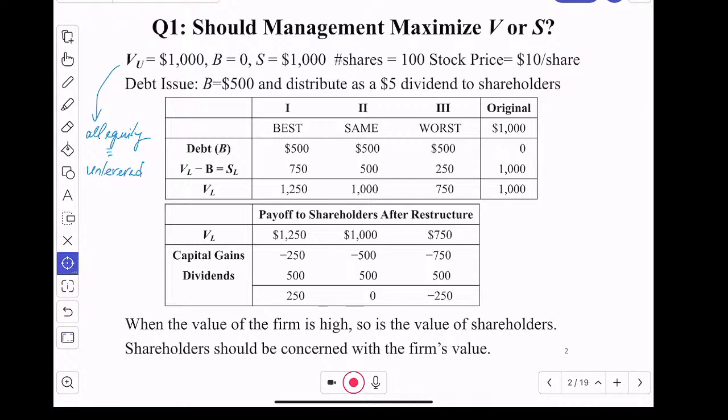These are parallel. These are in tandem with each other. So when the value of the firm is high, so is the value of shareholders. When the value of the firm is low, so is the value of shareholders. So in this sense, shareholders should be concerned with the firm's value. So they do care. They do care about what is going on with debt. Whether the firm issues debt or not, it matters to them.